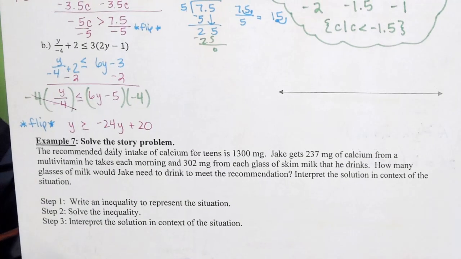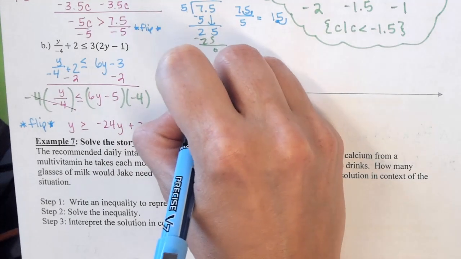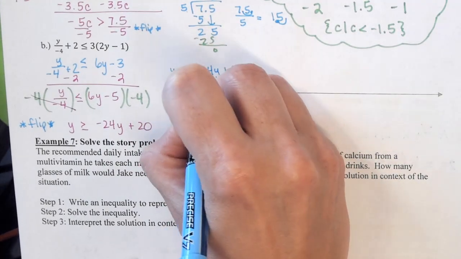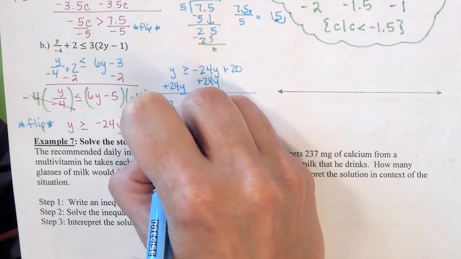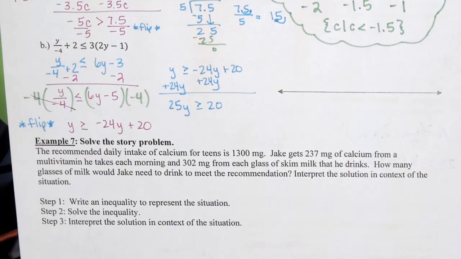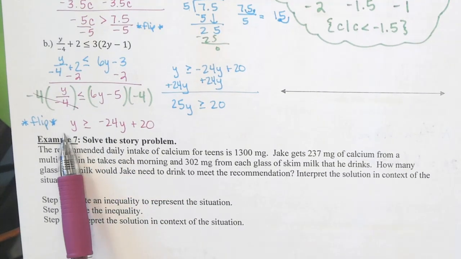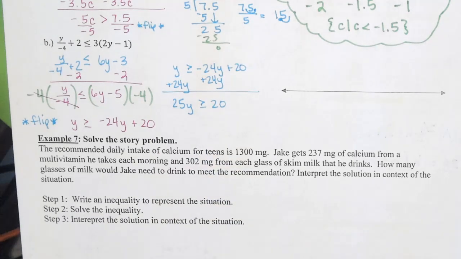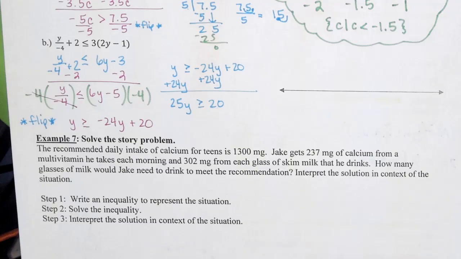And then I'm going to get all my y's together. So if I'm getting all the y's together, I have to add 24y to both sides. So I get 25y is greater than or equal to 20. Okay, so once you're here, we want all the y's on the same side, so I just move them over to the left. Your final answer always needs to be in reduced form.